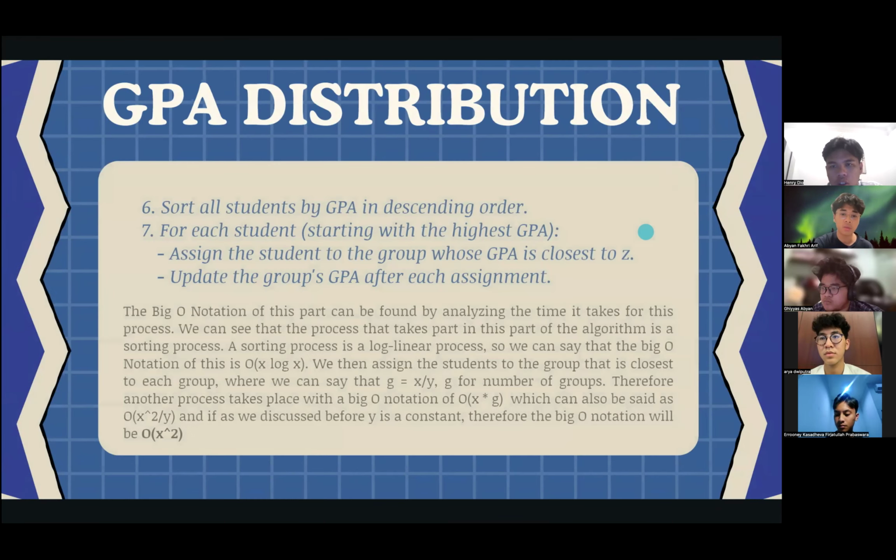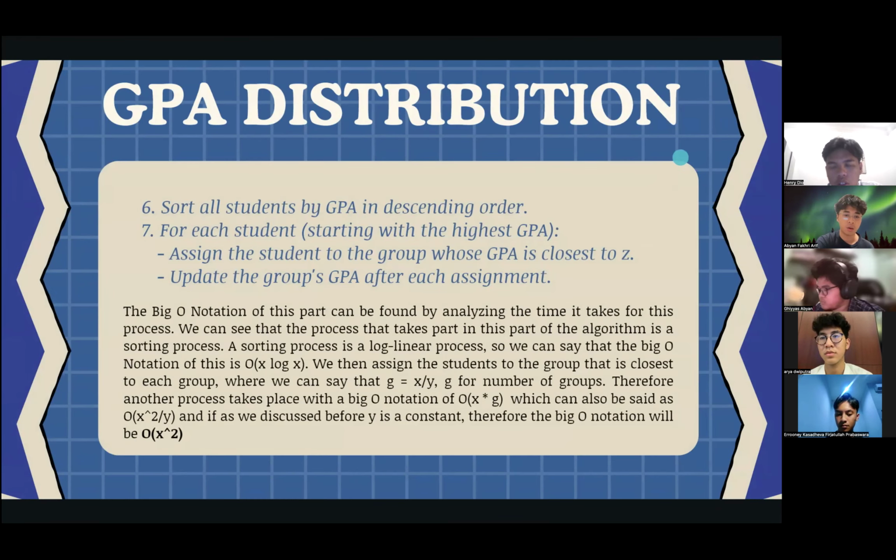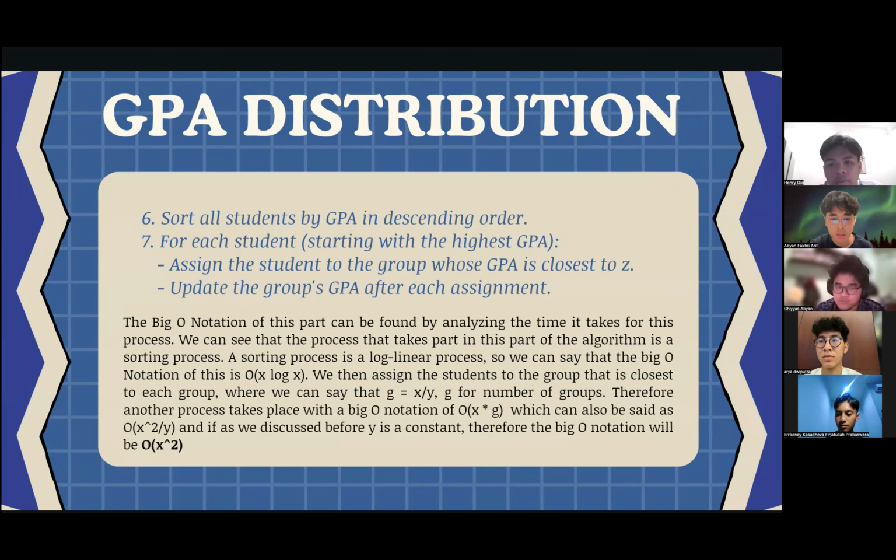Next, we have GPA distribution. Now, we can see that the process of GPA distribution is a sorting process. A sorting process is a log linear process. So we can say that the big O notation of this is O(x log x). So it's the amount of students times the log of the amount of students.